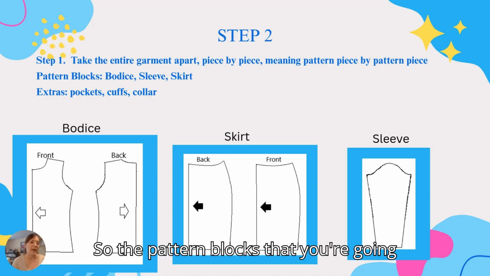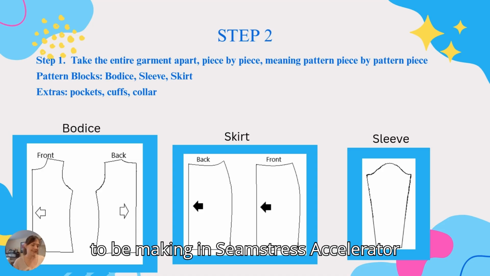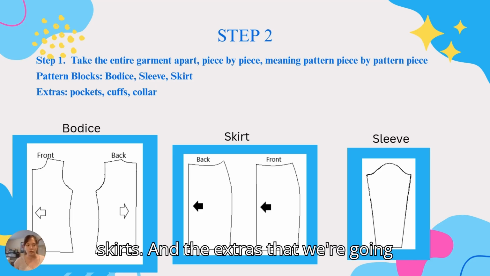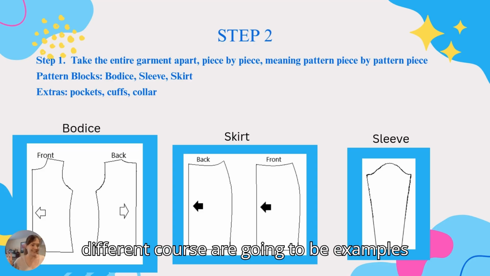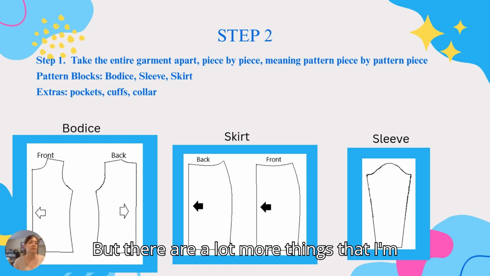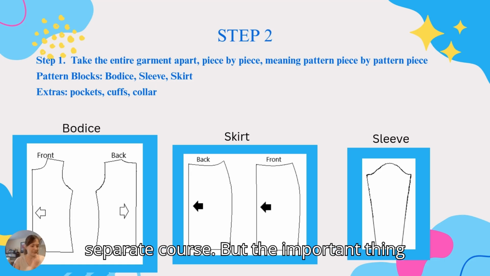So the pattern blocks that you're going to be making in Seamstress Accelerator are for bodice, sleeve, and skirt. And the extras that we're going to talk about a little bit later and in a different course, examples are pockets, cuffs, and collars. But there are a lot more things that I'm going to teach you how to do in a separate course.